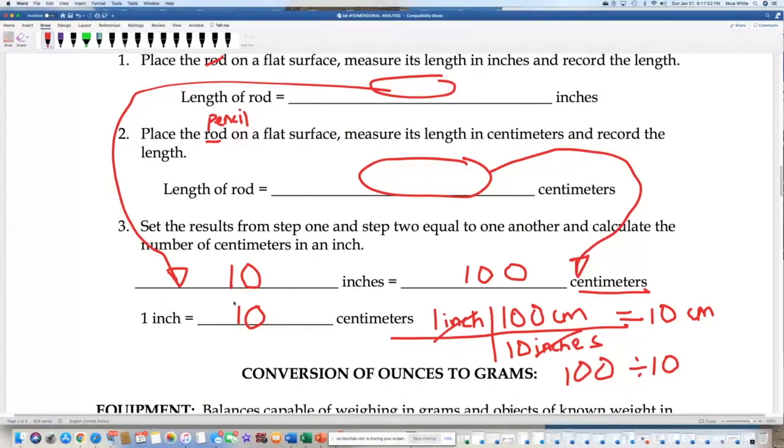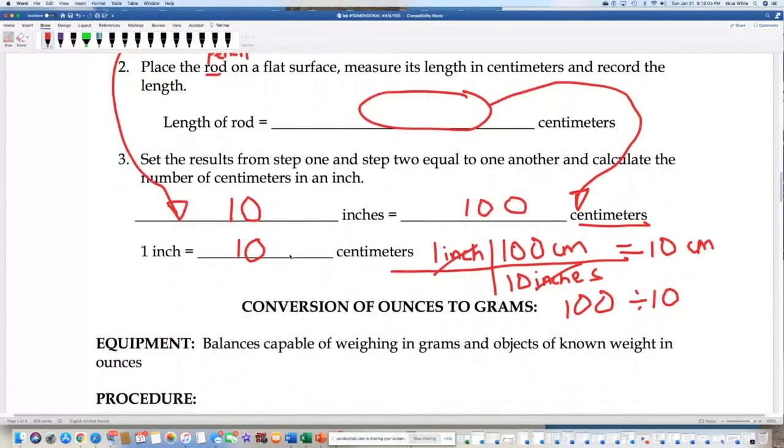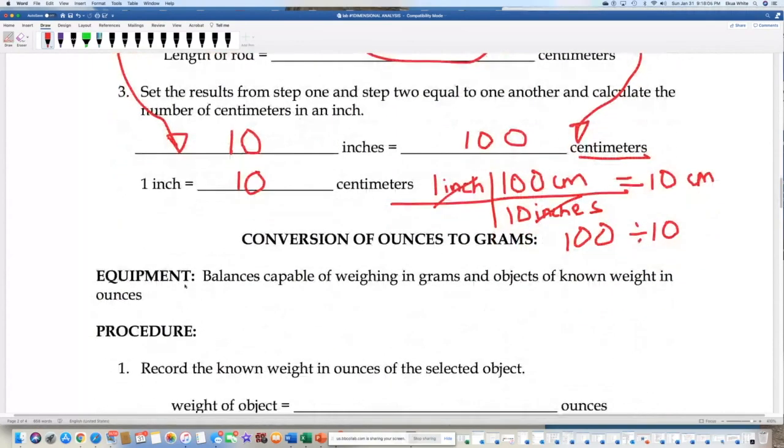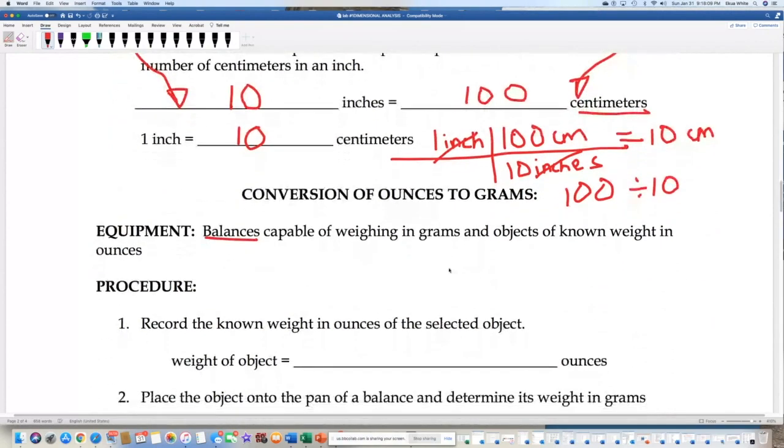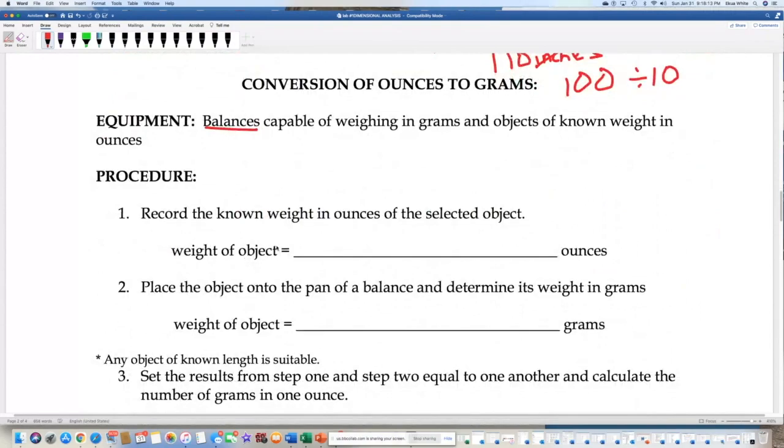And so you got 1 inch equal 10 centimeters. Now I made up these numbers. These are not actual numbers. So you will write this based on your experiment. You do the same thing for the second one. You need to have a balance to weigh in grams. You want the same object. The object here and the object here are the same. And you want to get grams to ounces.